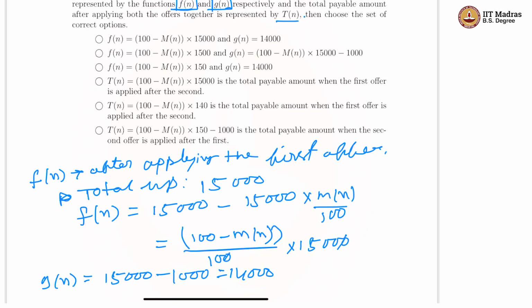Okay, so we can now check the answers. Clearly, the first and second options are incorrect because here FN is wrong and here GN is wrong, and the third one is correct because we can cancel these two. Then we will get 100 minus MN into 150. So the third option is correct.